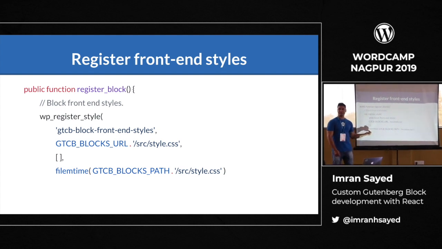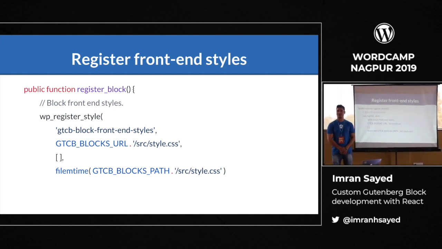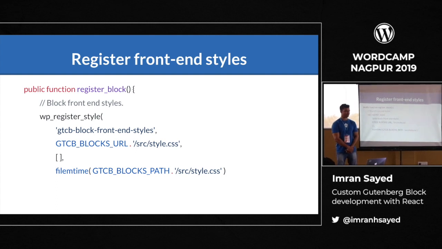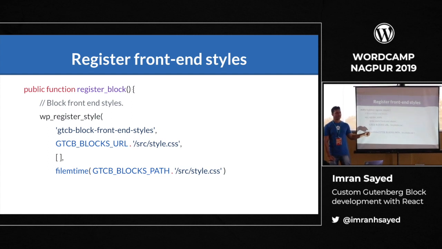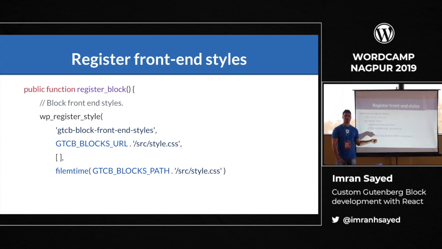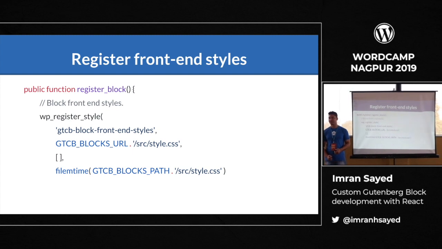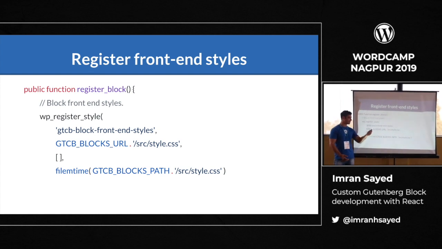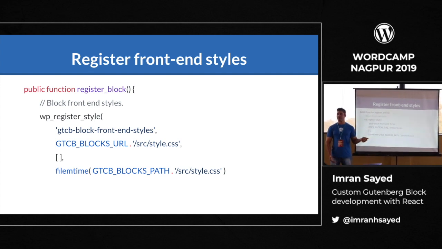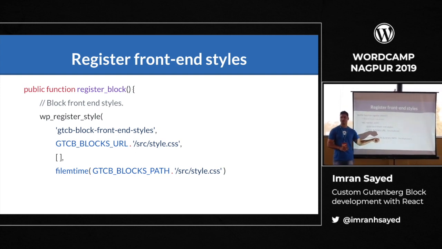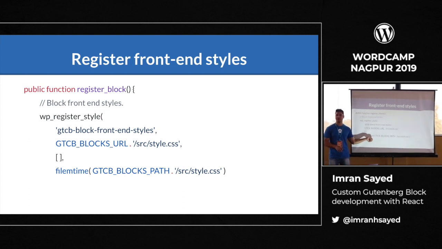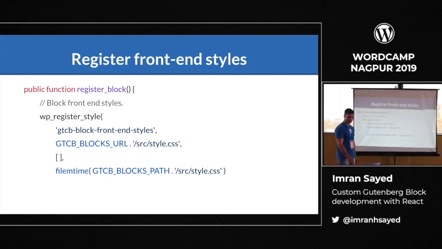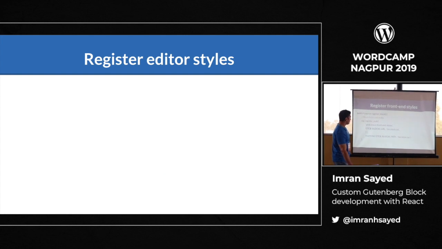Anyone knows what filemtime does? So this parameter is for the version number of your style sheet, correct? Now you must have observed that if you use a fixed version number and you make any changes in your style sheet, it doesn't reflect because it uses the browser cached version. What filemtime does, like I said, is it goes ahead and checks the last modified file change, and it prints the timestamp of that. So every time you make some changes, it gives you a unique version number because it's using a timestamp.